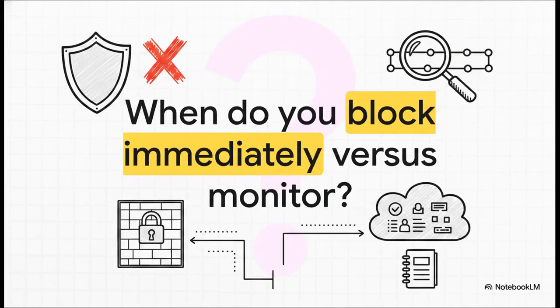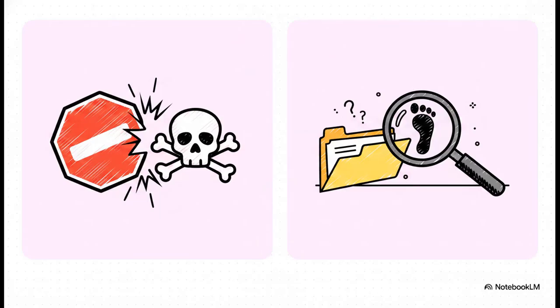This brings us to a really critical operational question that you are going to face every single shift. When do you step in and block immediately, and when do you just monitor silently to accumulate more data for a case? Here is the reasoning you need to apply. You enforce an immediate block for things like ransomware execution, clear data exfiltration, or a confirmed administrator compromise. Waiting around in those scenarios is fatal.